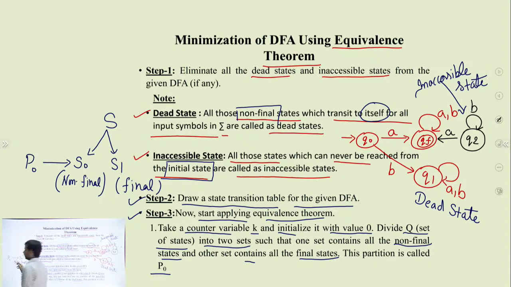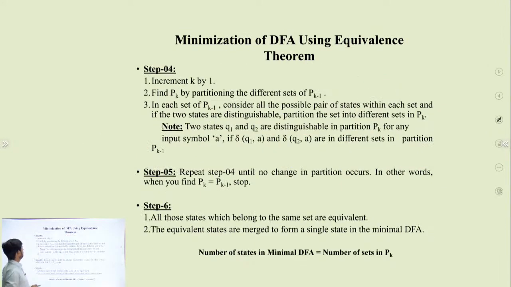This partition is known as P0. Okay, next step is increment k by 1. Now find Pk by partitioning the different sets of Pk minus 1.